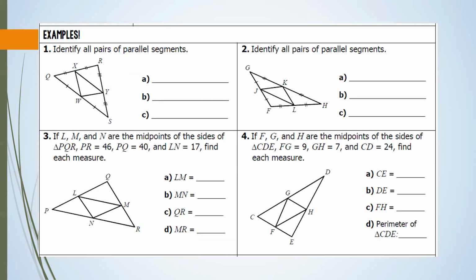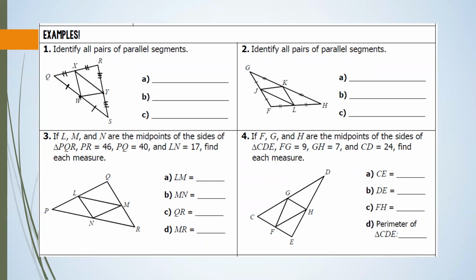So looking at example 1, it says to identify all pairs of parallel segments. And I can see that W is the midpoint of QS, since I've got some congruent parts here. X is the midpoint of QR, since these are congruent. And Y is the midpoint of RS, since these are congruent. So I've got 3 midpoints that are all connected, so these are all midsegments.